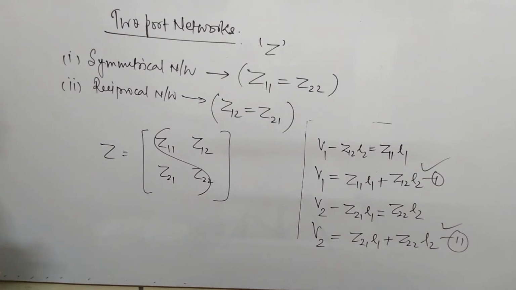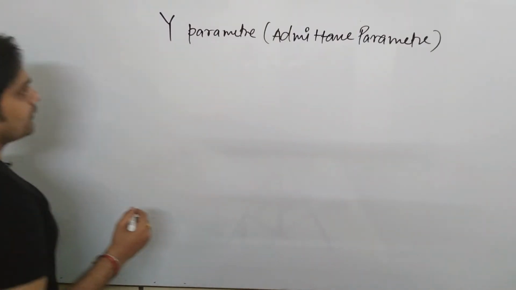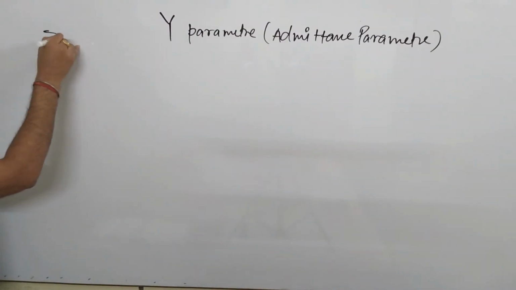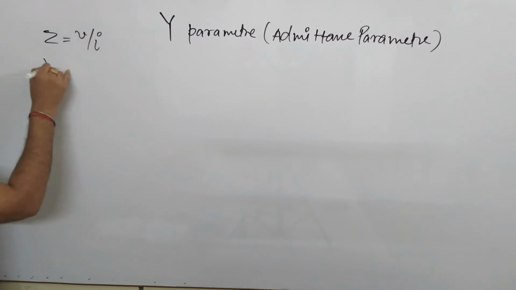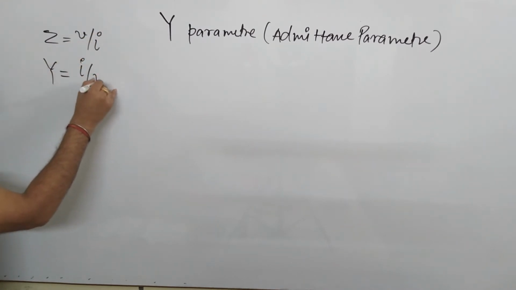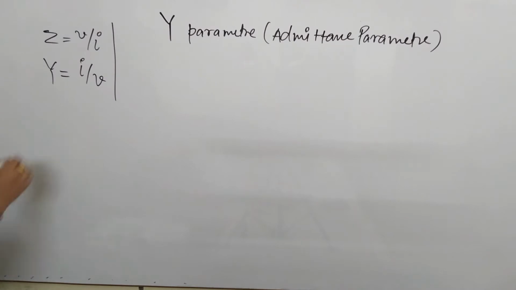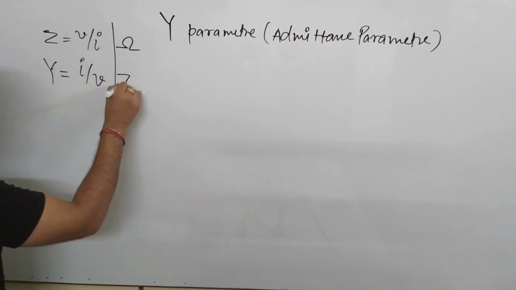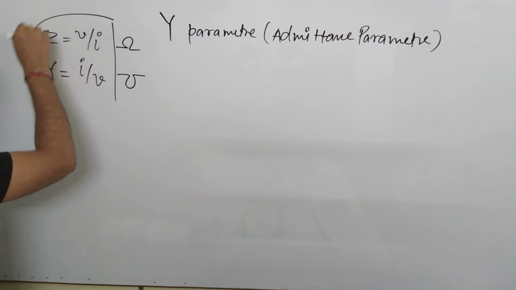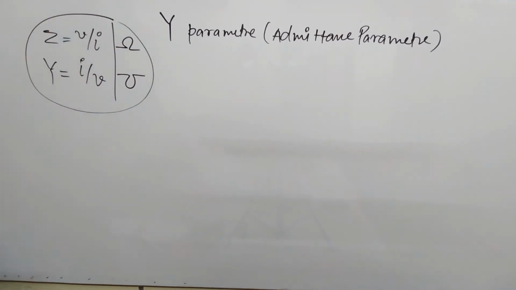We go for the next, that is known as the admittance parameter, the Y parameter. For impedance, we have seen Z, that is V by I, but when you talk about Y, it is I by V, known as admittance. The unit of impedance is ohm and the unit of admittance is mho. This we have already discussed in our previous sessions. Just for your basic understanding, I have mentioned it once again: Z is your impedance, that is V by I, but if you reverse it, that is I by V, it becomes an admittance. So now we are talking about the admittance parameter.